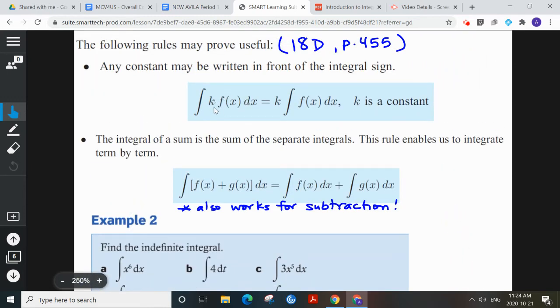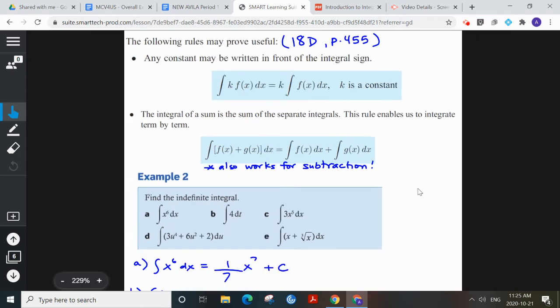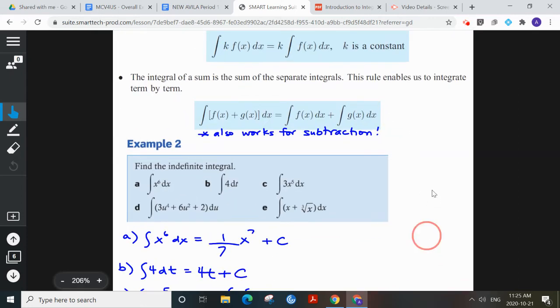Again, we mentioned this rule before, but if I have a constant times a function in my integral, I can basically factor out that constant and take the integral of just the function. And likewise, this is like the sum rule or the difference rule in differentiation. If I'm taking the integral of two functions, I can take the integral of each function separately and add or subtract them.